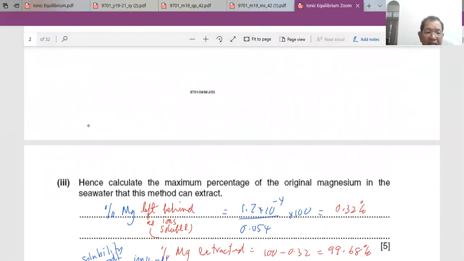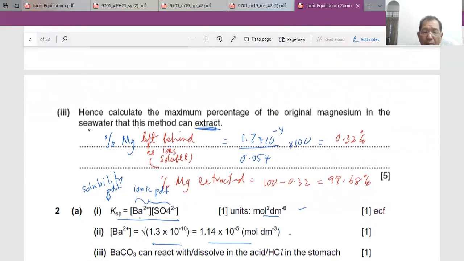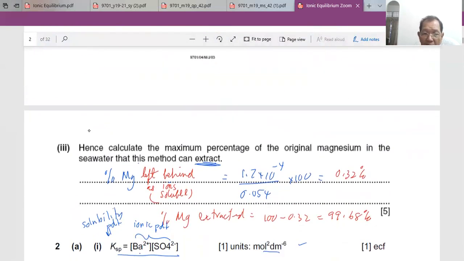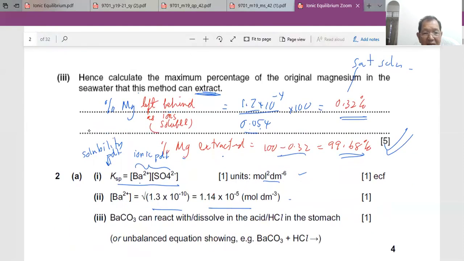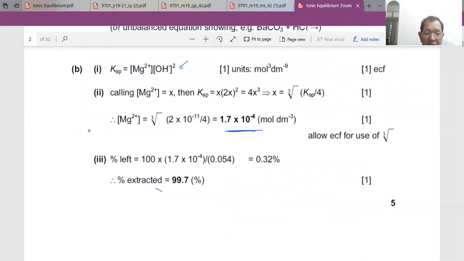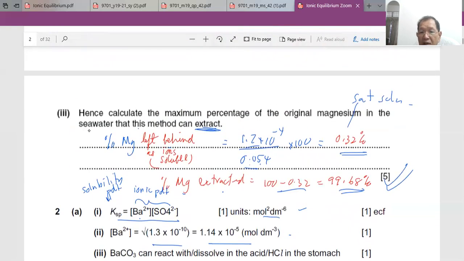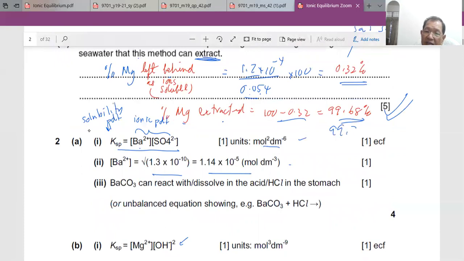Then here, hence calculate the maximum percentage of original magnesium that is extracted. How much is extracted? So this left behind is 1.7 times 10 to the power minus 4, percentage over the original 0.054. So it's some percentage of left behind in the saturated solution. So the percent extracted will be 100 minus that. So 99.68% has been extracted. Okay, right, minus that one. 99.7, 0.768, 99.7.